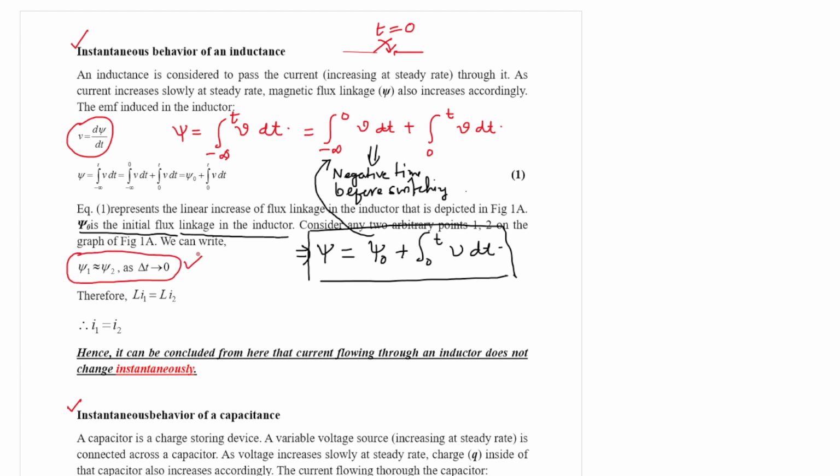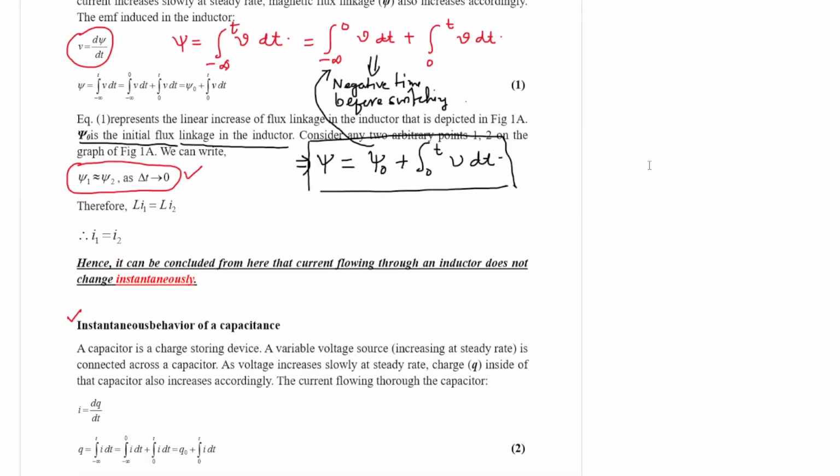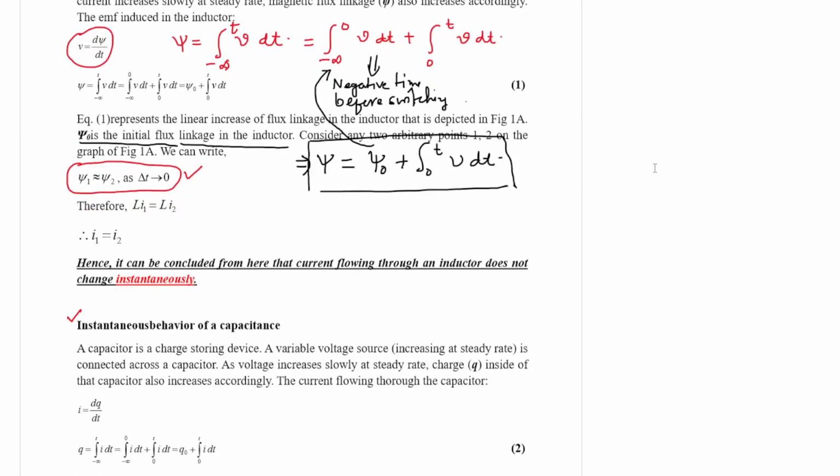We can say from this diagram that as these two points are very near to each other, as this delta t tends to 0, they are almost the same point. So in that respect we can say psi 1 and psi 2 are almost the same, not exactly the same. Technically it is not possible, but they are almost the same.